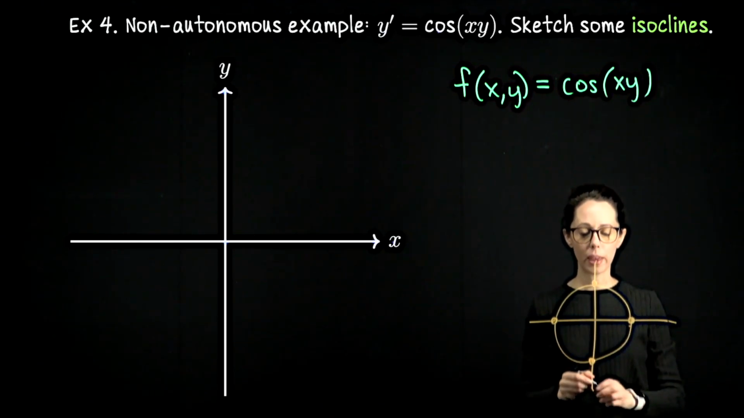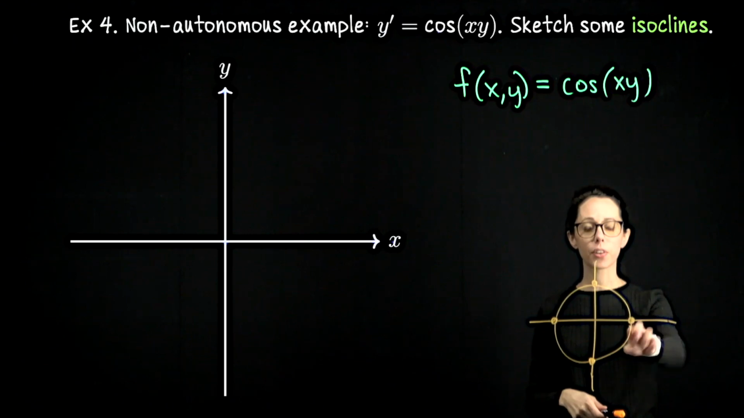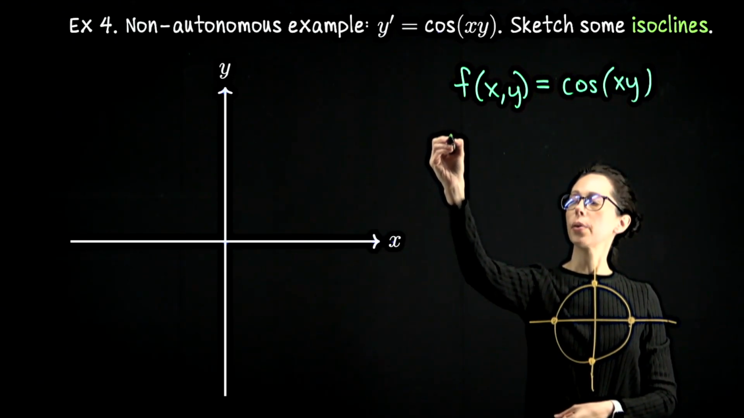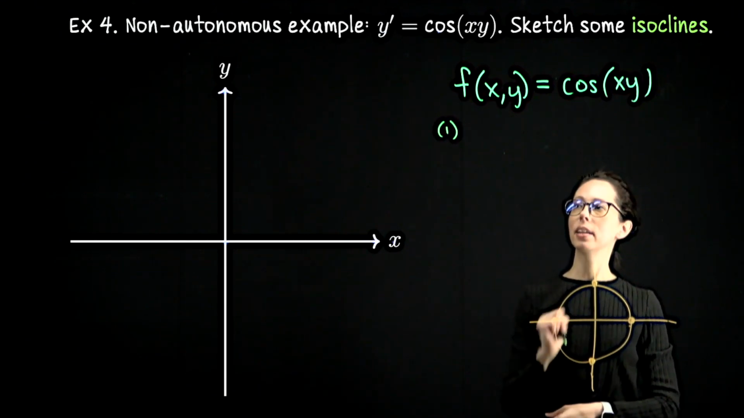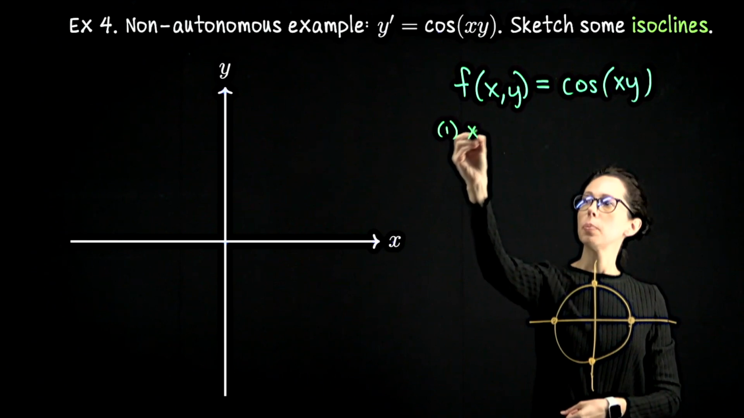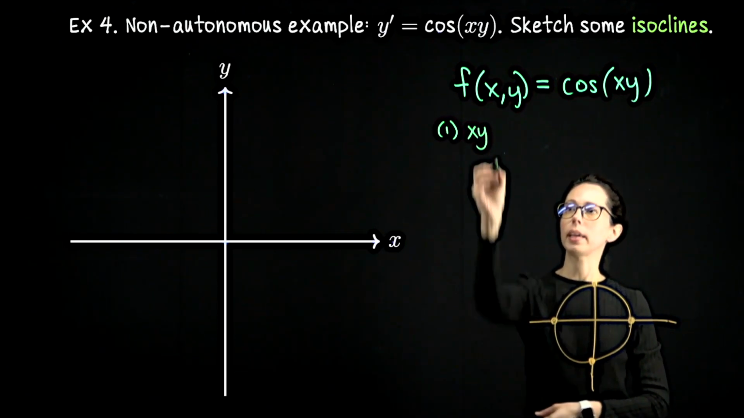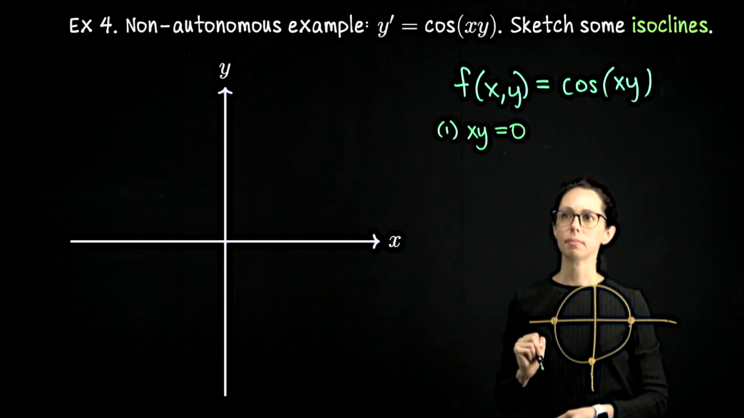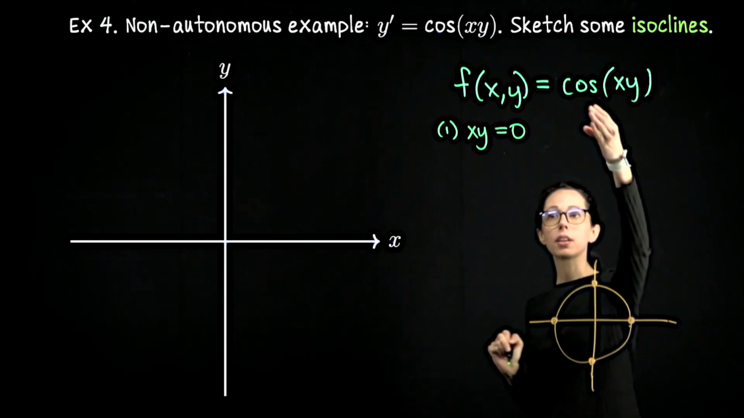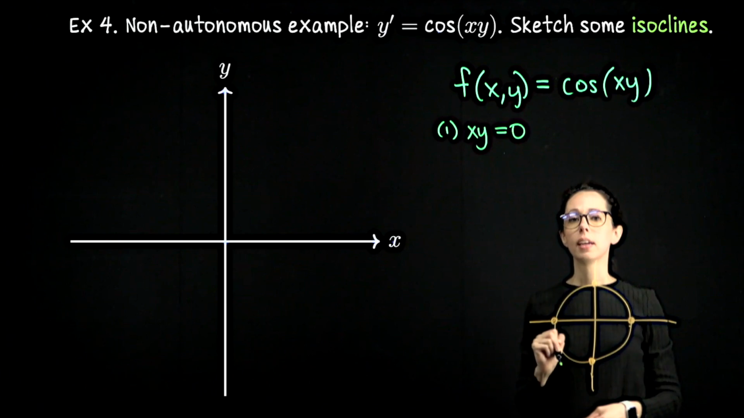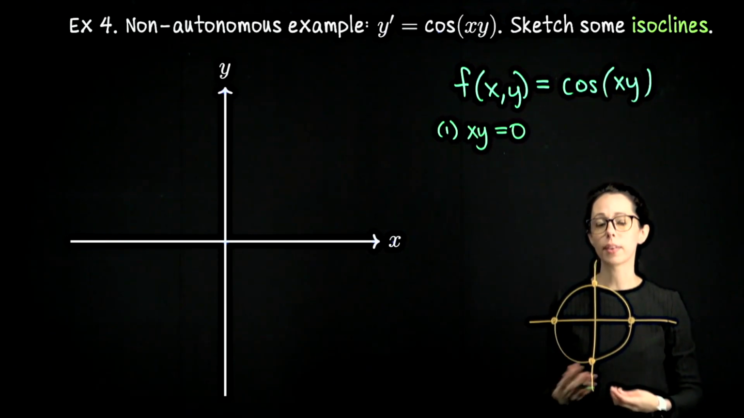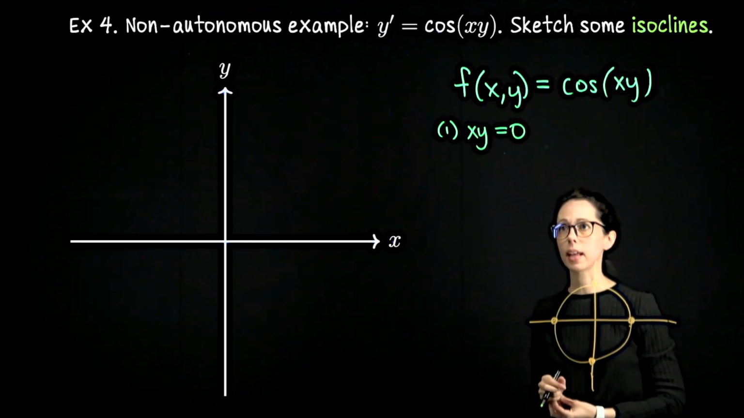Okay, so let's start with x times y is 0, this first key angle. So our first isoclines that I'm going to add to this picture are going to be associated with xy equals 0, putting us here on the unit circle. That means that cosine of any xy pairing that satisfies that x times y is 0 is going to give us 1. So that's the slope that we'll associate with these isoclines.